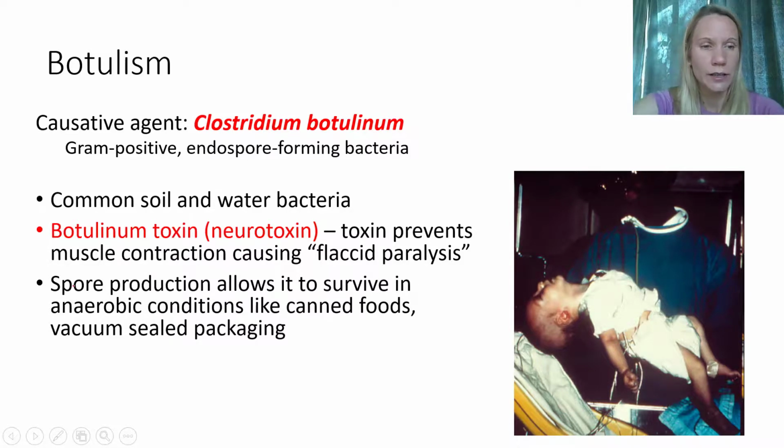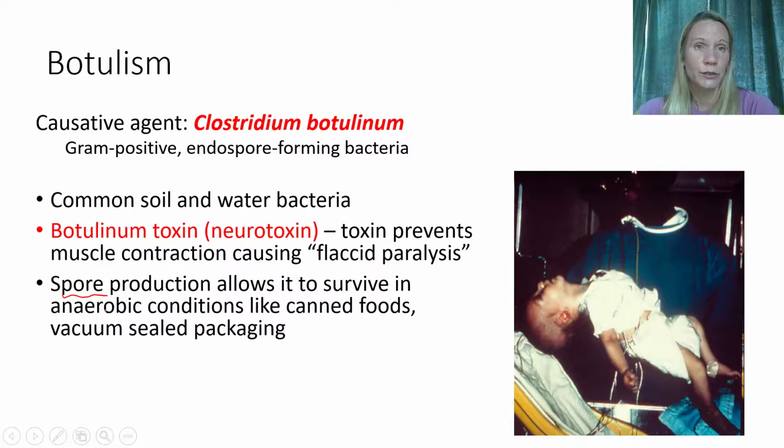Another feature you should consider is that because it's a spore producer, it can survive in anaerobic conditions. So this is usually how it gets passed to humans: the spores get packaged in with canned foods or vacuum sealed foods. It gets contaminated somehow, usually because you might be canning fruits or vegetables that were grown outside in the soil. And this is a soil bacteria. There's spores in the soil, and so the spores can get trapped into canned foods.